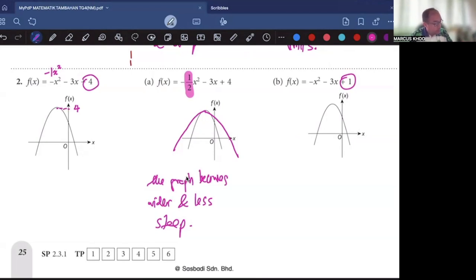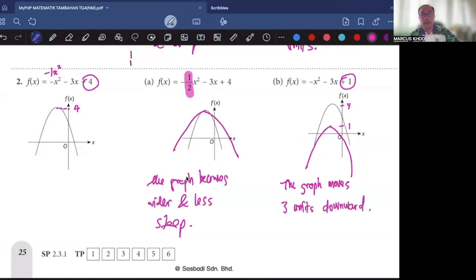So if this is +4, let's put +1 over here. So our graph now moves downwards like this. It's the same graph, except that it is moving downwards because only the letter C has changed from the original. So the graph moves how many units? From 4 to 1 is 3 units. 3 units downward.